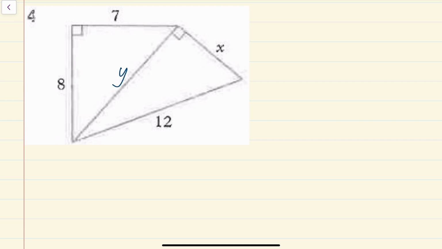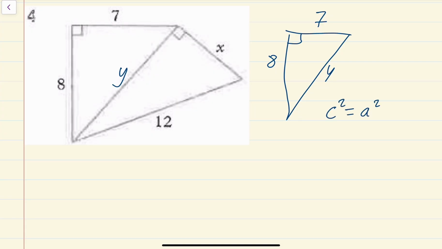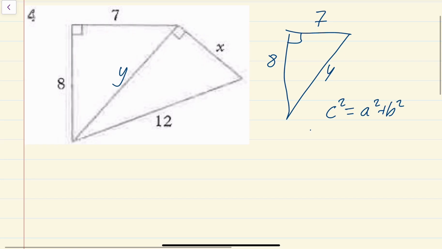So if you look at the triangle on the top left, we'll just draw it out clearly with a wee sketch. That's 7, that's 8, and that's y. Y is your hypotenuse. So Pythagoras theorem says c squared equals a squared plus b squared, where c squared is your hypotenuse. So always start with what your hypotenuse is. So your hypotenuse is y squared.